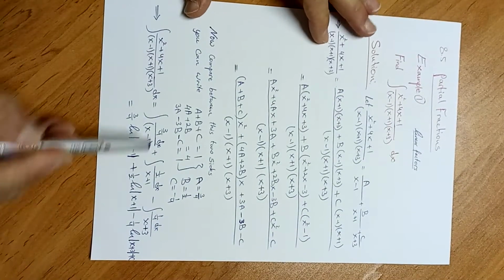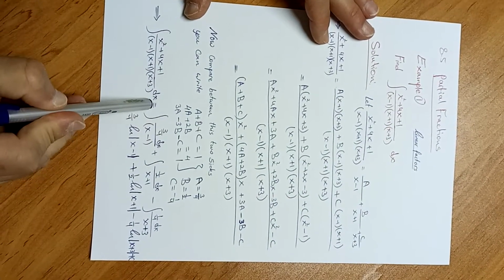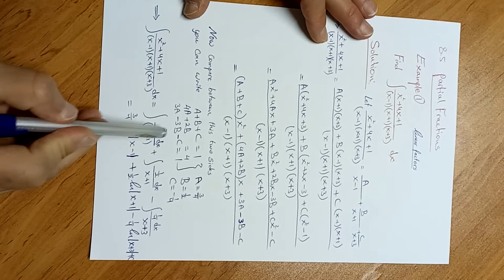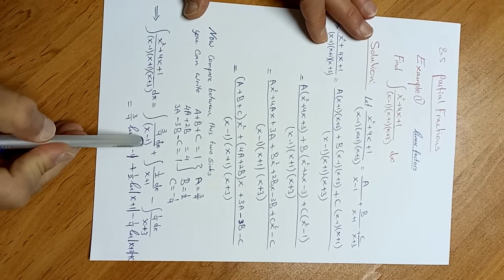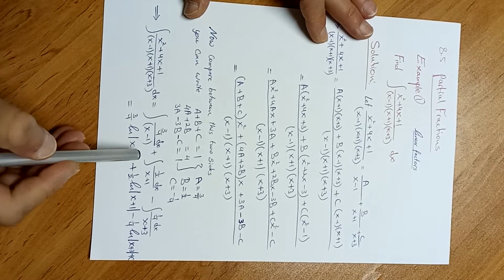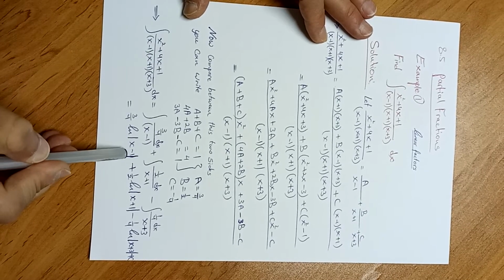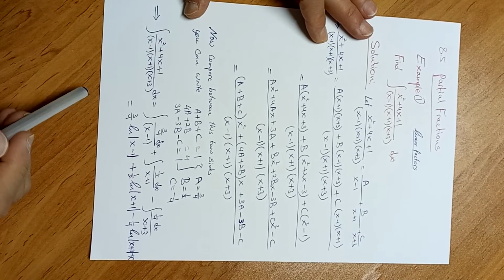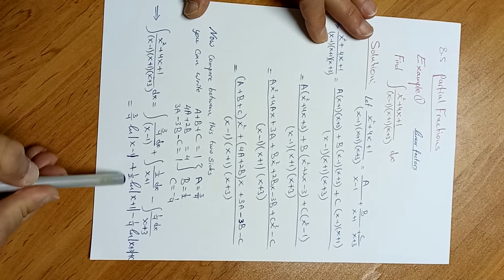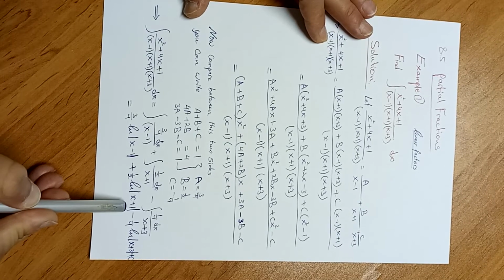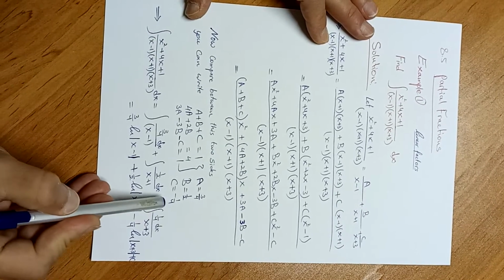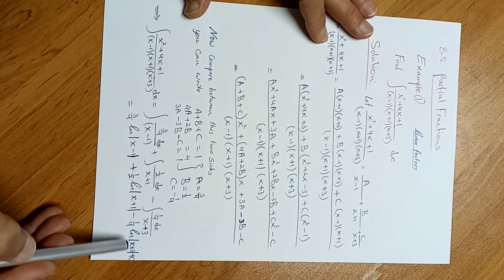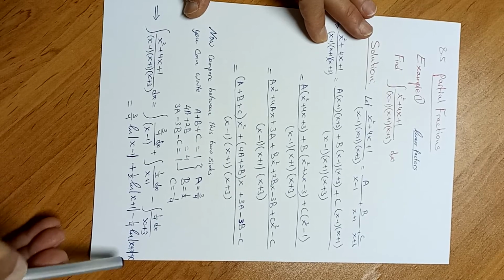So remember that we can take 3 over 4 outside the integration, so I have the integration of 1 over x minus 1, which gives us the ln of absolute value of x minus 1, and also 1 over 2 outside the integration, so I have 1 over 2 ln of absolute value of x plus 1, minus 1 over 4 outside the integration, multiplying by the ln of absolute value of x plus 3, plus c. Thank you.